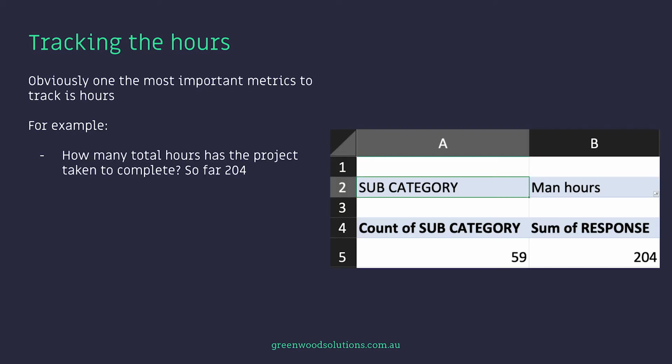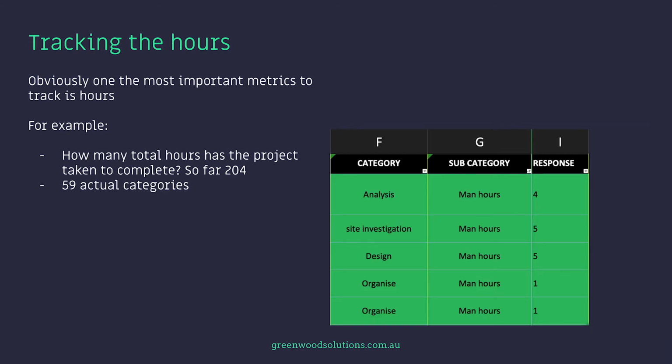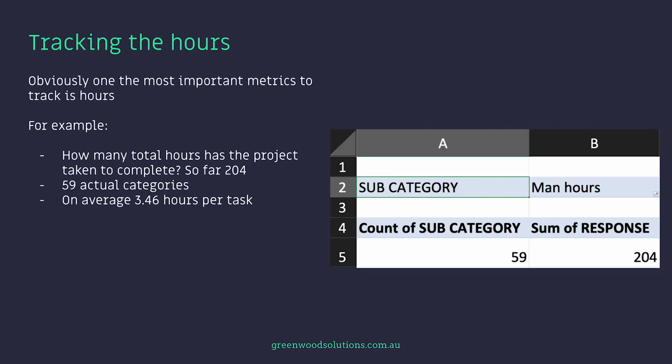So, for example, how many total hours has the project taken to complete so far? Well, it hasn't been completed, but it's taken 204 hours so far. There's 59 actual categories. On average, 3.46 hours per task. That's 204 hours divided by the 59 tasks.